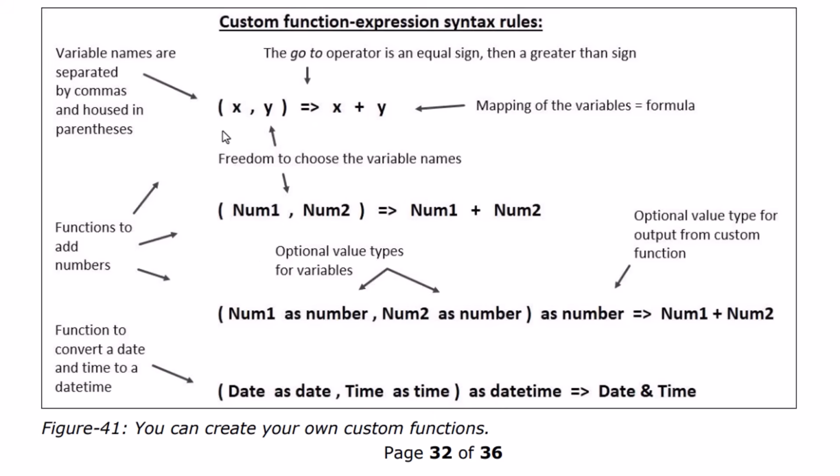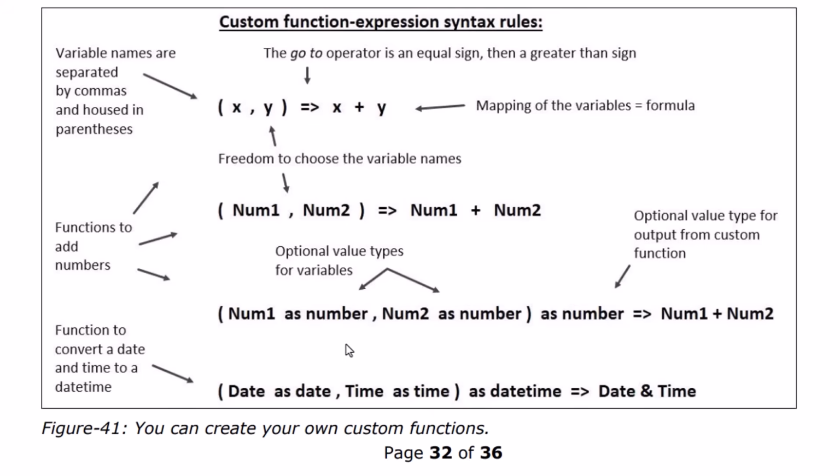If you wanted to create a function to add, the syntax is, hey, you open parentheses, and you can name your variables whatever you want. Then you use the goTo operator, equal, greater than, and everything after is the mapping of the variables. And this is the calculation that the function will make when you invoke it. Now notice here I named it x and y, but you could easily use num1, num2. And when you invoke this function, just like we saw in last video with lambda, these are the names of the argument. Now you can optionally define a data type.